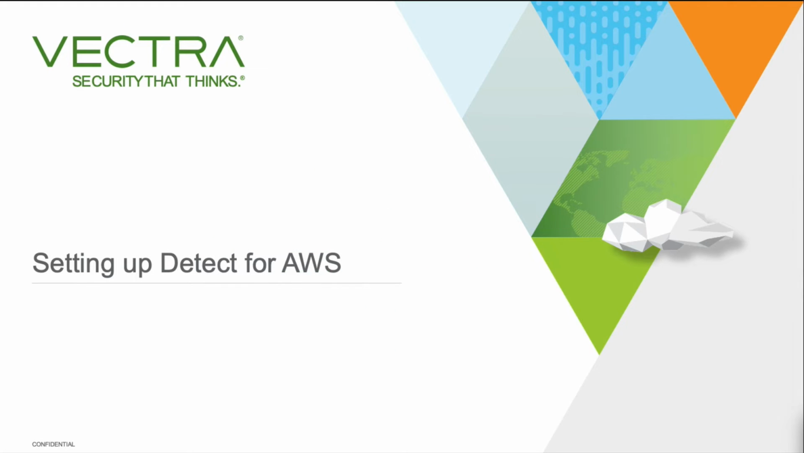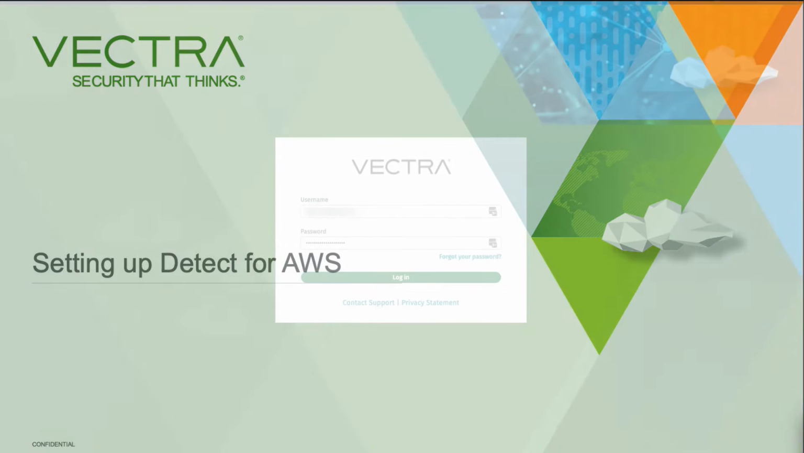Vectra Detect for AWS offers comprehensive detection coverage of your AWS control plane activity, and setting it up is really simple. In this video, I'll show you how in just 7 minutes you can set up Detect for AWS to cover every AWS account in your organization.